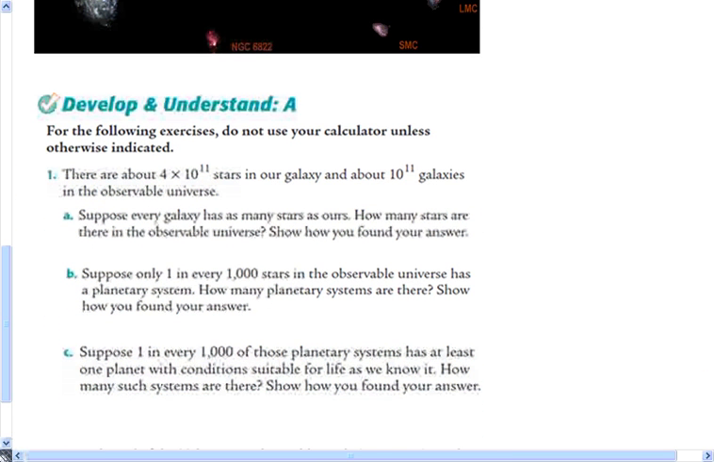So this is an interesting situation. Talk about how big our universe really is. There are about 4 times 10 to the 11th stars in our galaxy and about 10 to the 11th galaxies in the observable universe. Now we're going to use those numbers to help us with these problems. Suppose every galaxy has as many stars as ours. So every galaxy has 4 times 10 to the 11th stars. And we know there's 10 to the 11th galaxies. How many stars are there in the observable universe?